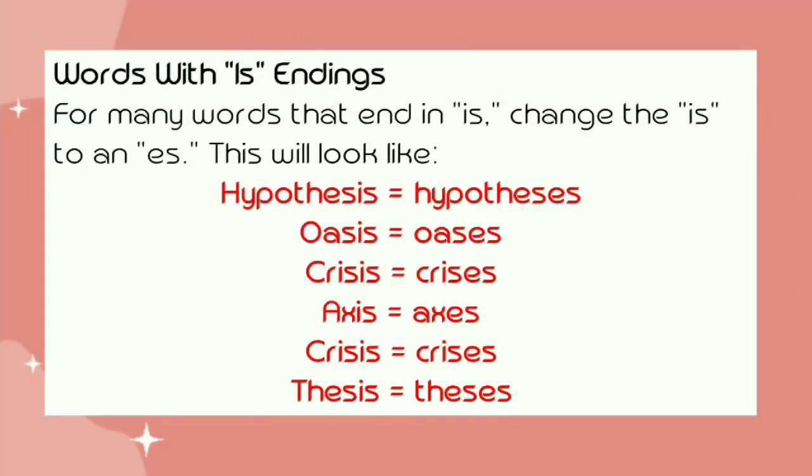Next, words with is endings. For many words that end in is, change the is to an es. This will look like hypothesis to hypotheses, oasis to oases, crisis to crises, axis to axes, thesis to theses.